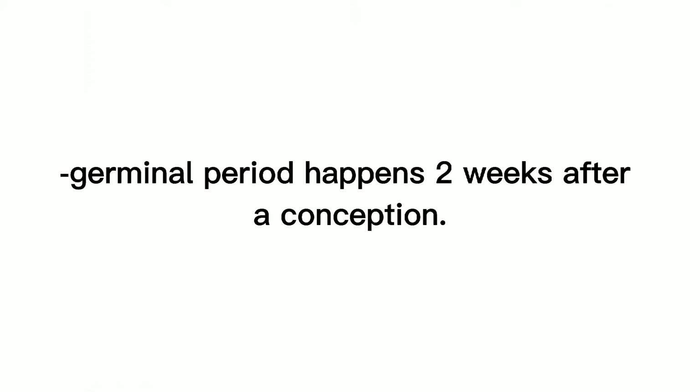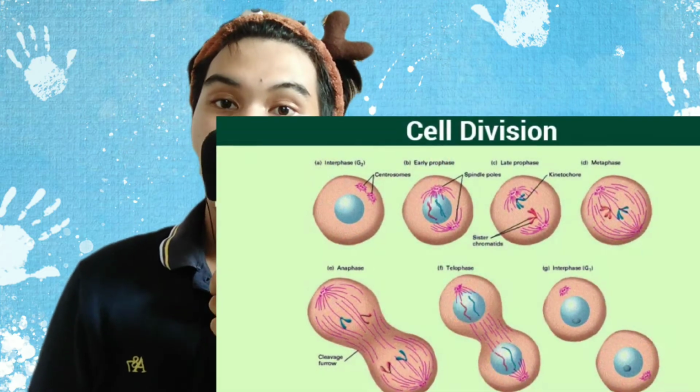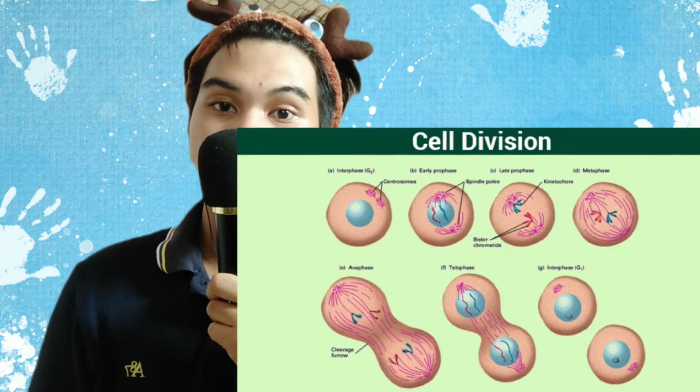The germinal period happens 2 weeks after conception, and it includes the creation of the zygote. A zygote is a fertilized eukaryotic cell that forms after the union of male and female gametes. The germinal period includes continued cell division and the attachment of the zygote to the uterine wall, and rapid cell division. Cell division is the process by which a parent cell divides into two or more daughter cells.